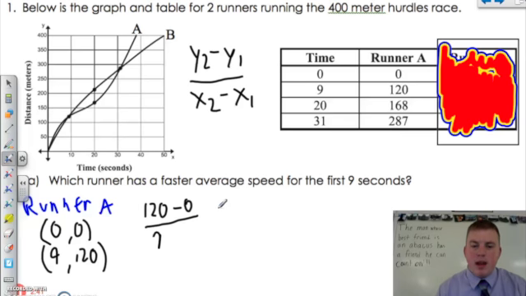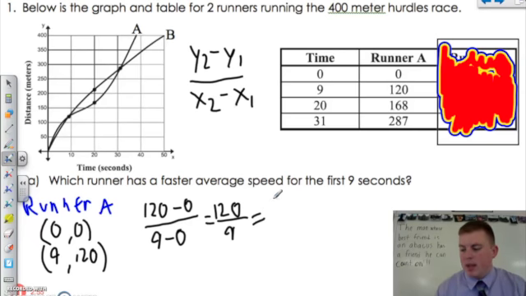And when I simplify, this one ends up being pretty easy. I'm going to end up with 120 divided by 9. And when I type that into the calculator, once this spits out the writing that I've already done, it's going to give us about 13.3. And you can round to 1 decimal place on this.